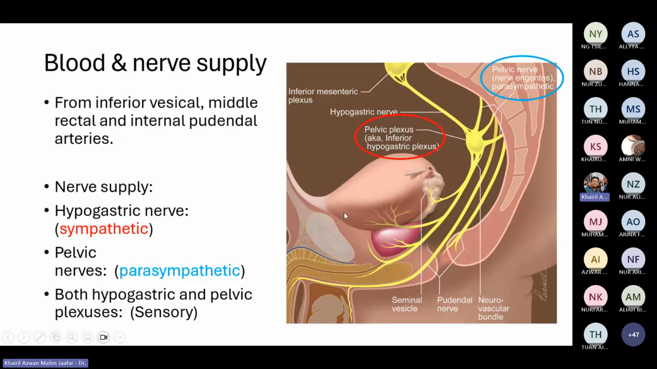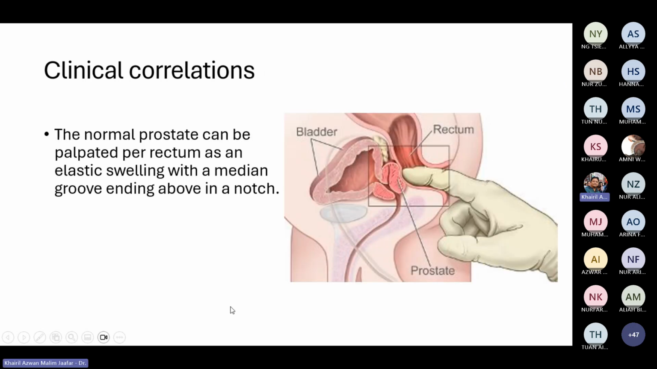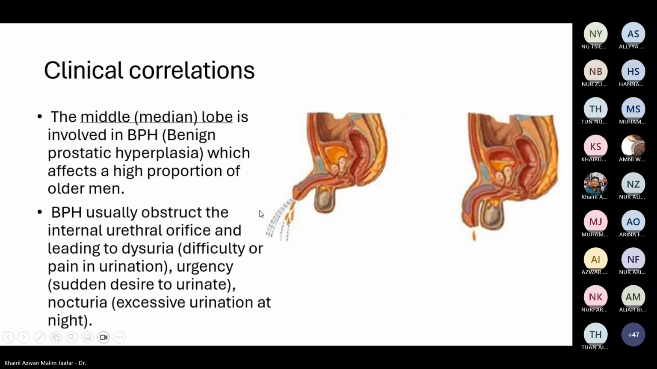Blood supply and nerve supply. Blood supply is from the inferior vesical, middle rectal, and internal pudendal arteries. Nerve supply is sympathetic and parasympathetic, from both the hypogastric and pelvic plexus. The prostate is very near to the rectum, and this is the basis of per rectal examination of the prostate.